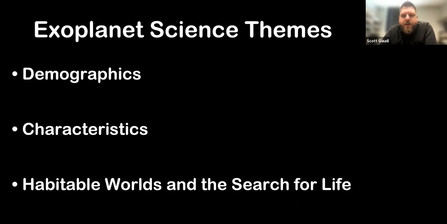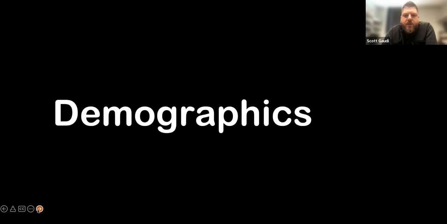And then I think we can all agree that the holy grail of exoplanets is looking for habitable worlds and potentially evidence of life. And of course, our understanding of the demographics and characteristics of exoplanets inform the last science goal. Okay, so let me just talk a little bit about demographics.